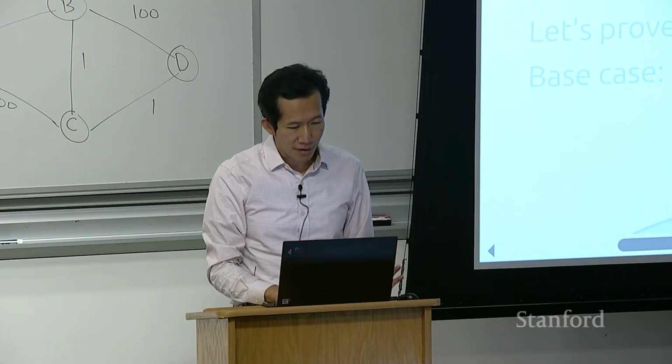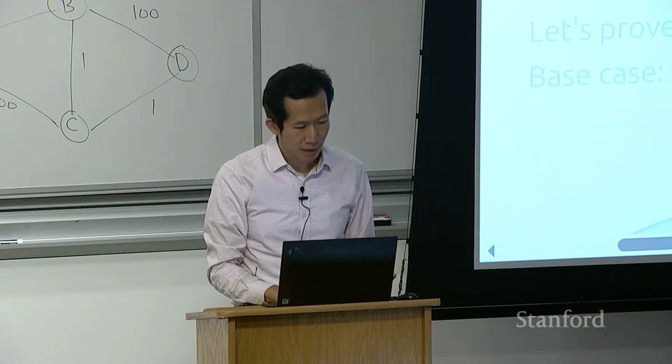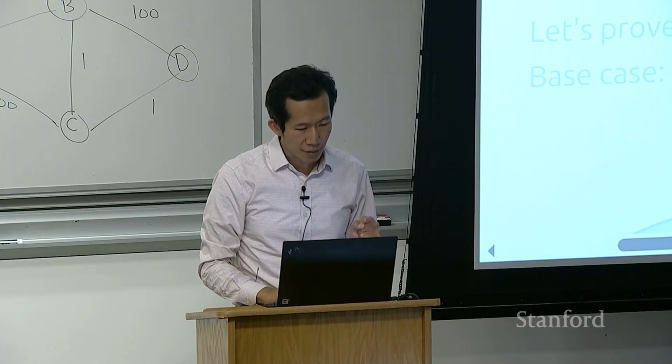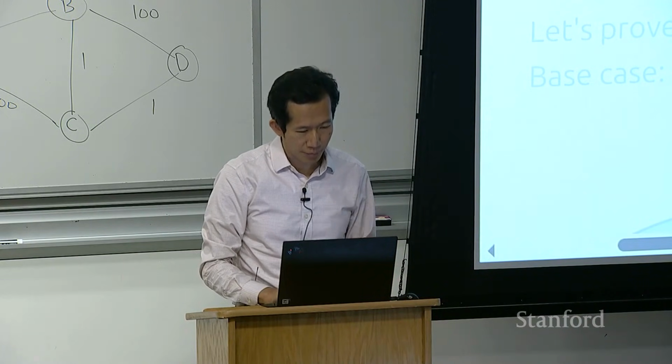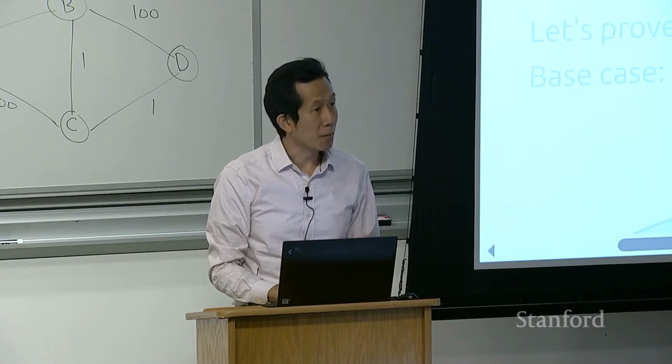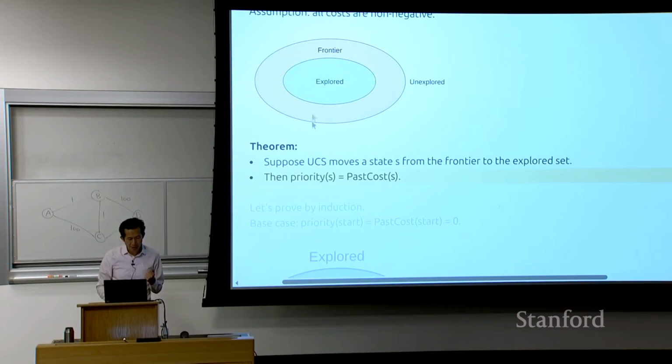Okay, so here's the theorem. Suppose that UCS moves a state S from the frontier to the explored set. Then I'm going to claim that the priority of S is equal to the past cost. Remember, priority of S is what's computed by the algorithm, and past cost is mathematically defined, in the search problem, as the minimum cost path of getting to S. Okay?